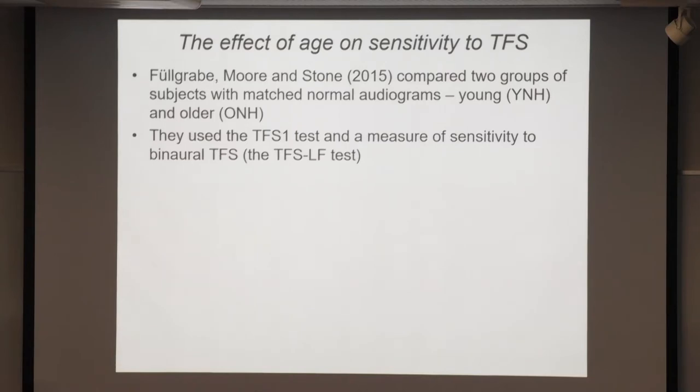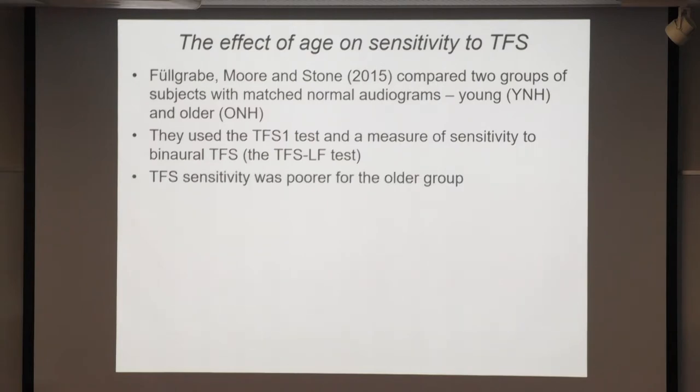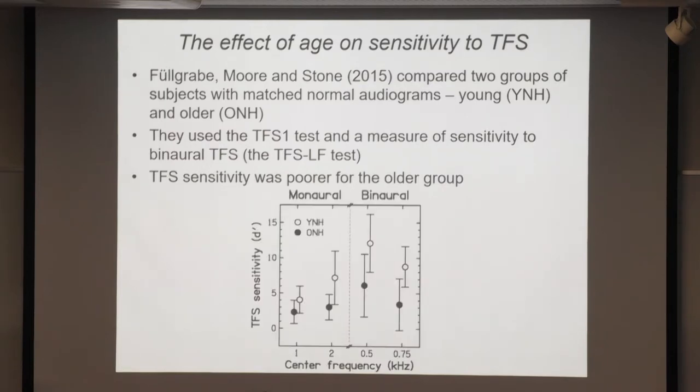And we used the TFS test and another test that measures sensitivity to interaural phase differences that we call the TFS-LF test, which I won't describe in detail, but it's similar to the TFS-1 test in structure, but it involves detecting a shift in interaural phase across the two ears. And what we found was that despite the matched audiograms, performance on both of these tests was poorer for the older group than for the young group.